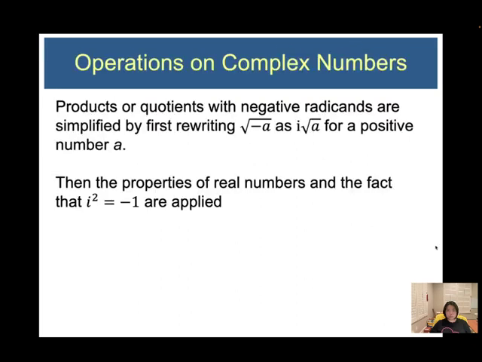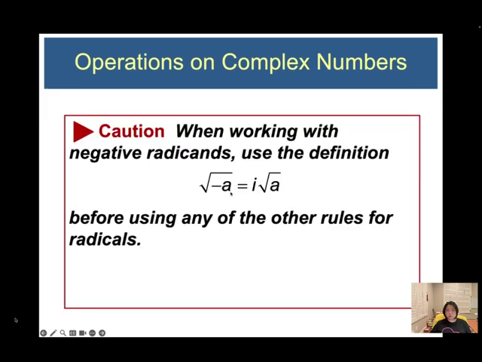Okay, operations on complex numbers. Products or quotients with negative radicands are simplified by first rewriting square root of negative a as i square root of a for a positive number a, okay? Based on this, a has to be positive. Then the properties of radical numbers and the fact that i squared equals negative 1 are applied. When working with negative radicands, use the definition, okay? We want to use this definition before using any of the other rules for the radicals. Let me show you guys the example.